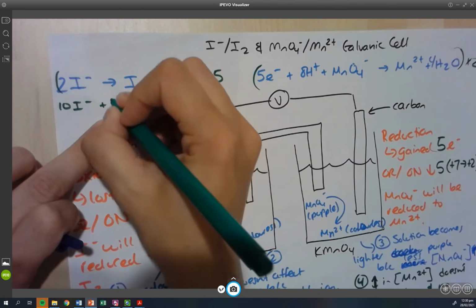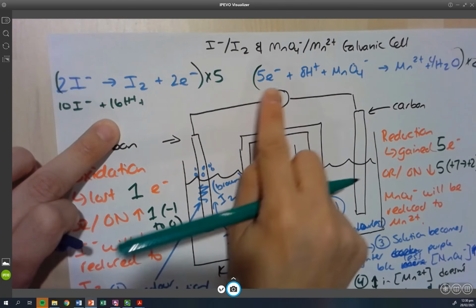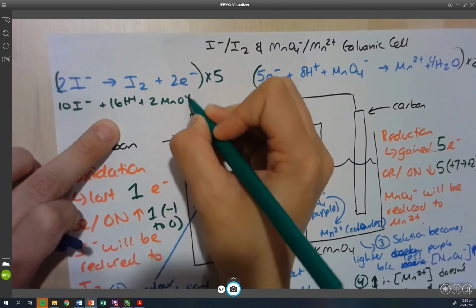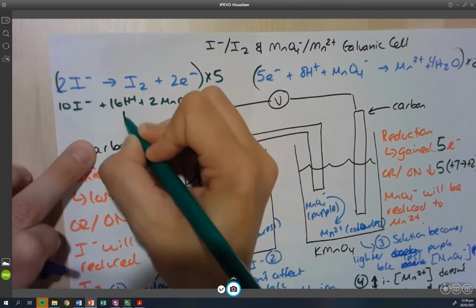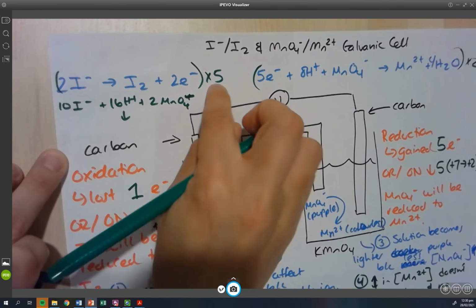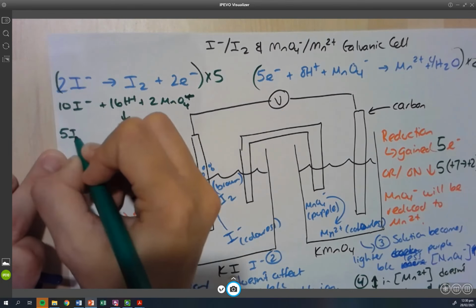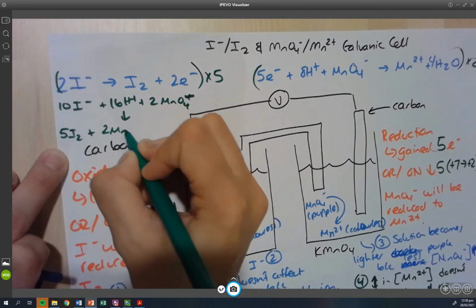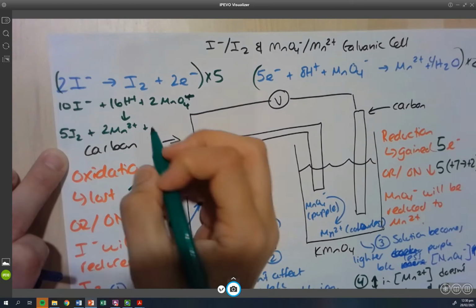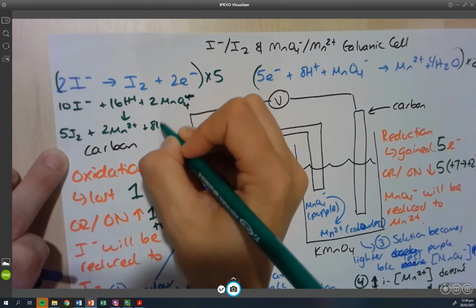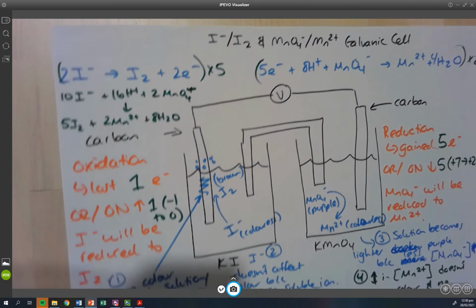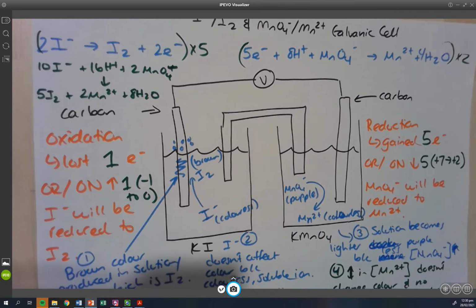8 times 2 is 16 hydrogen plus 2 MnO4 minus. I'm just going to draw my arrow going down that way. 5 times 1 is 5I2 plus 2 Mn2+ plus 8 H2O, and that should all balance out. So that's how I would do that electrolytic cell, galvanic cell. We won't give you something this hard, though. That's what I want to keep in mind.